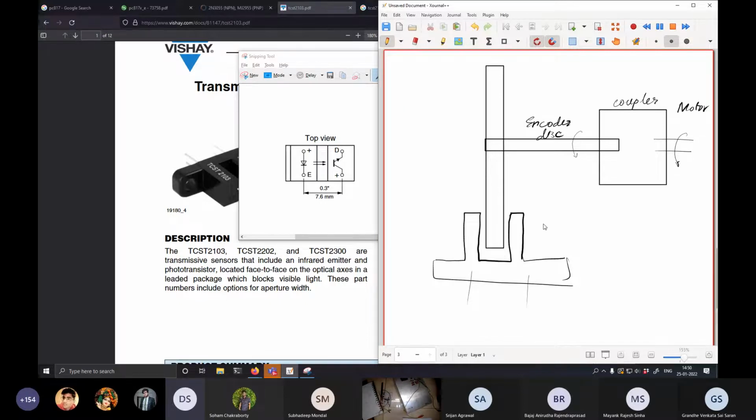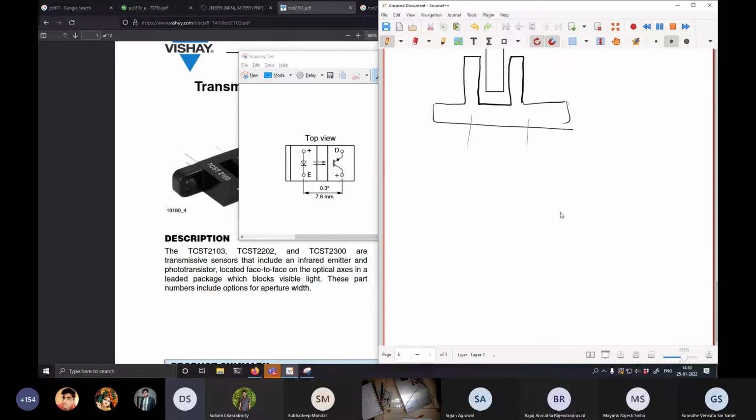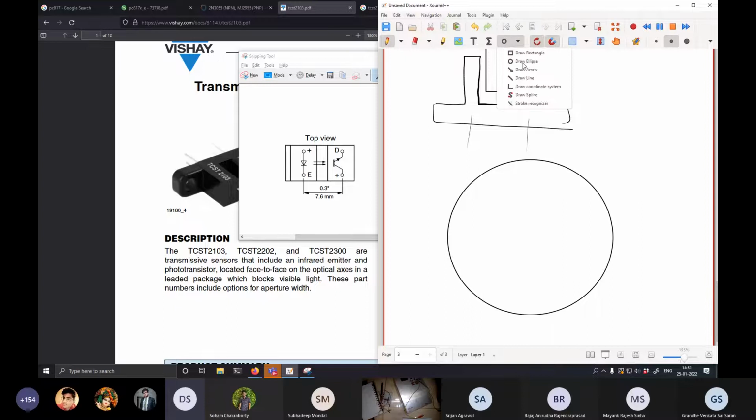All right. So if I look at the encoder disc from the front, the encoder disc would look something like this. There would be a big disc like this, and there would be a bunch of slots like this.